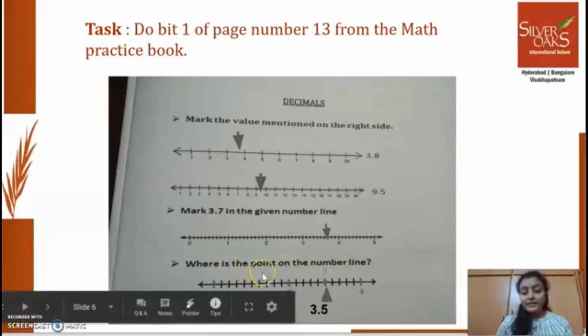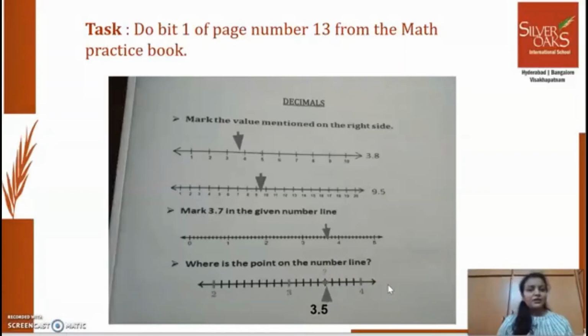Now, where is the point on the number line? So here is the question mark. Where is it? So this is 3 and this is 4. Now count the lines. 3.1, 3.2, 3.3, 3.4 and 3.5. So the question mark where the point is at 3.5. So this is all about decimals.